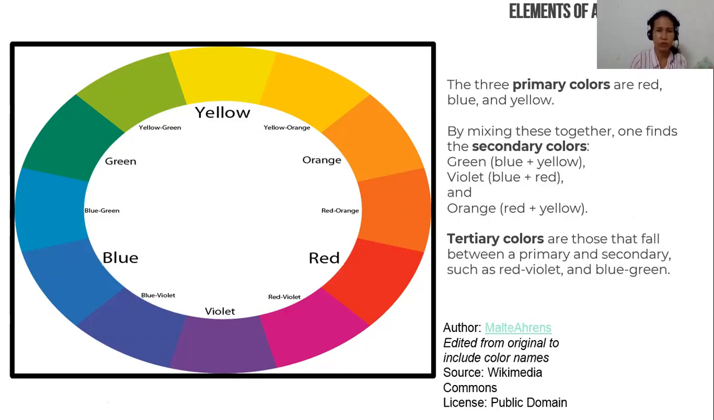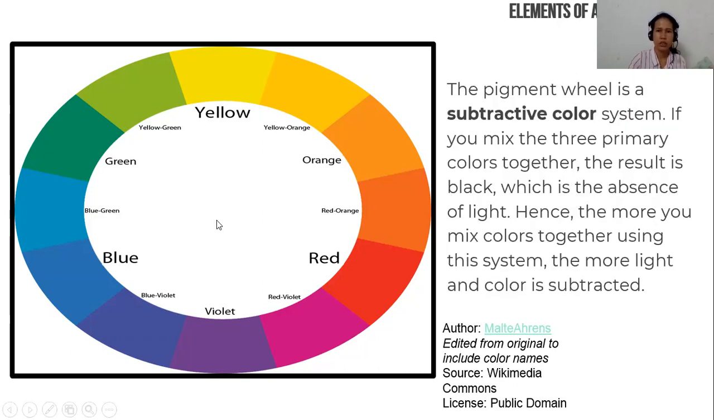And as what I have told you, ito yung pinaka mga primary colors natin, itong yellow, red, and blue. At sila yung secondary at yung mga mapuproduce pa out of them, and they are the tertiary colors. Okay? So the pigment wheel is a subtractive color system.